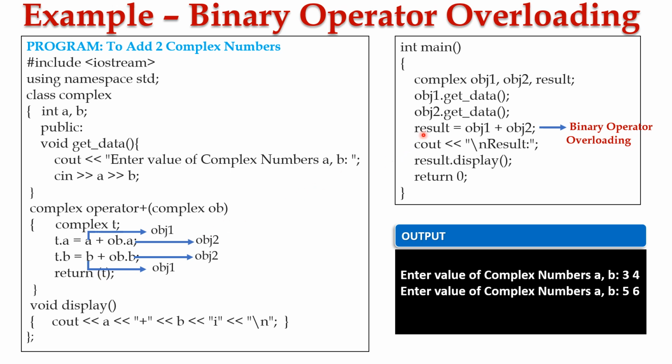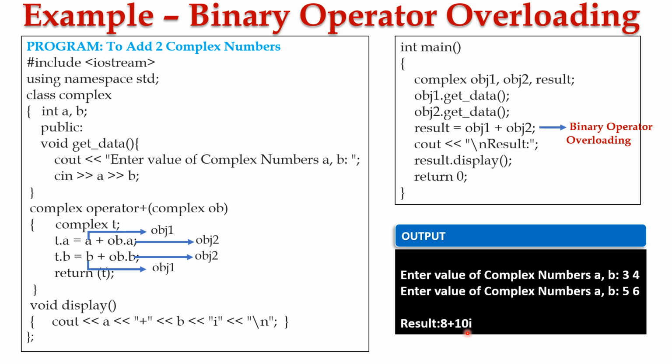The next statement is cout result. So it displays the message result to the user. The next statement is result.display. So using the object result, we are accessing the method display. So now control is shifted to class complex and finds the method display. So using cout statement, we are displaying the values of a and b, which is present in the object result to the user. So we can see here in the output, the result is 8 plus 10i is displayed to the user.